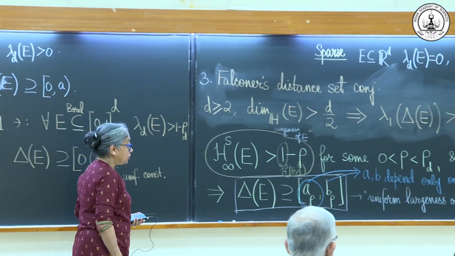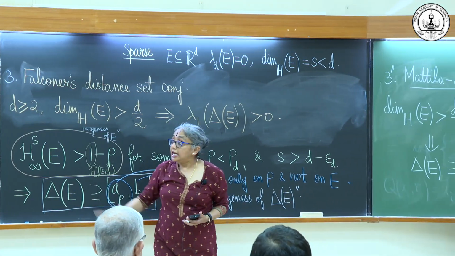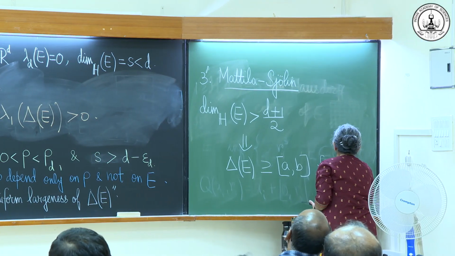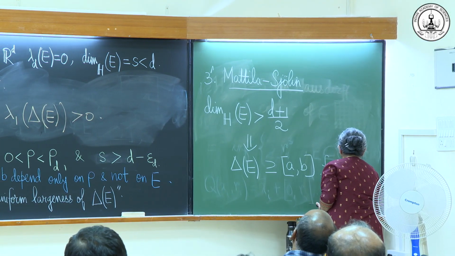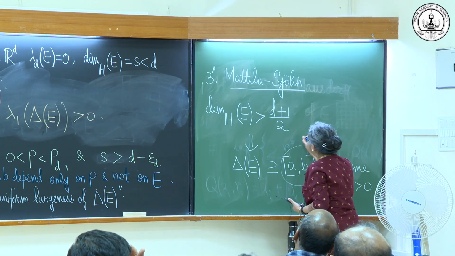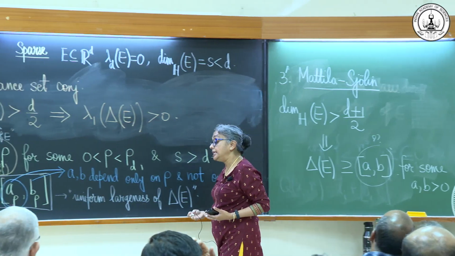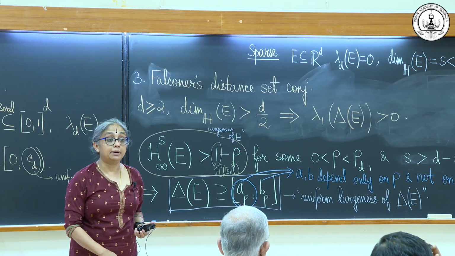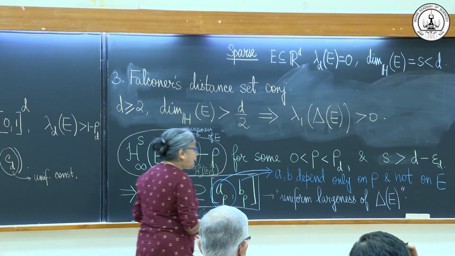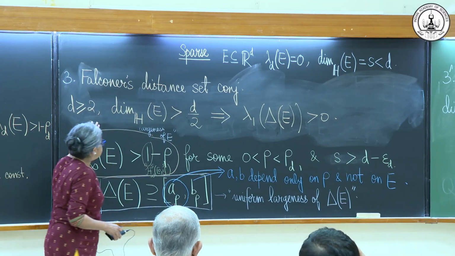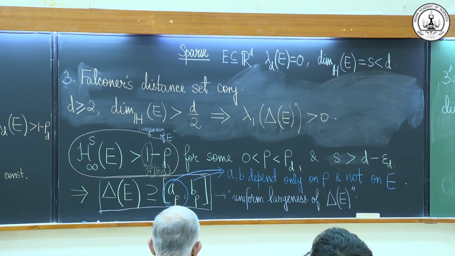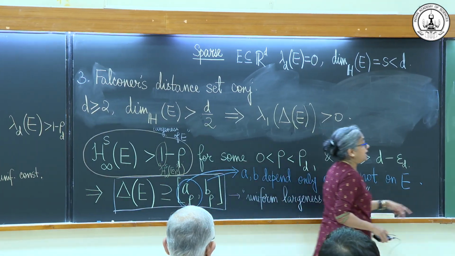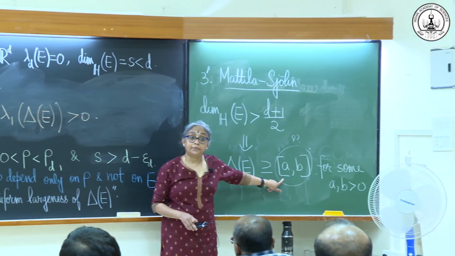What was not known is, once again, this is a qualitative statement. This is like Steinhaus, for some a, b positive. And we have no idea how to quantify, at least Mattila and Sjölin's result does not give us any way to quantify what this a and b might be. It was surprising to us that as a result of this uniform Steinhaus-like theorem that we obtained, we could actually specify exactly what these intervals are.